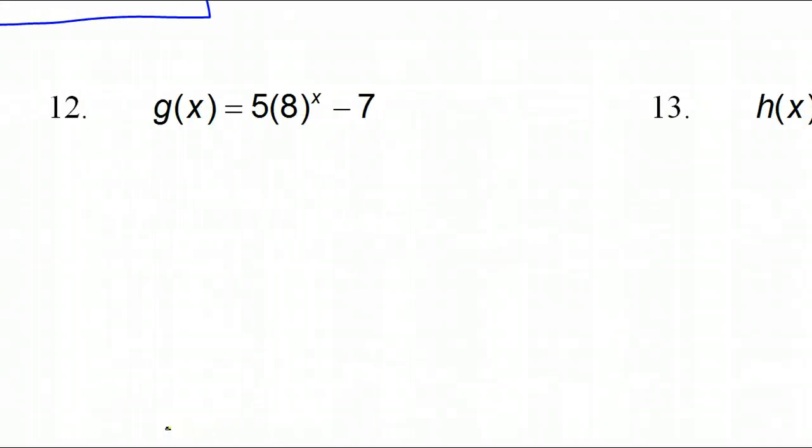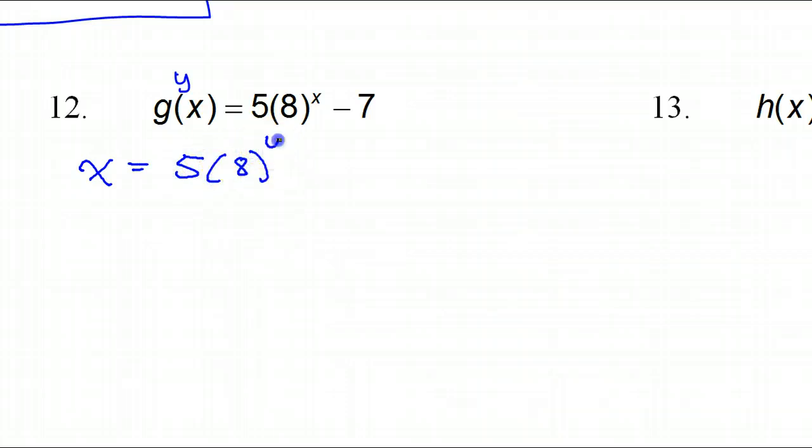Number 12. Alright, this is basically y. So we need to switch x and y and then solve for y. So this will become x equals 5 times 8 to the y power minus 7.